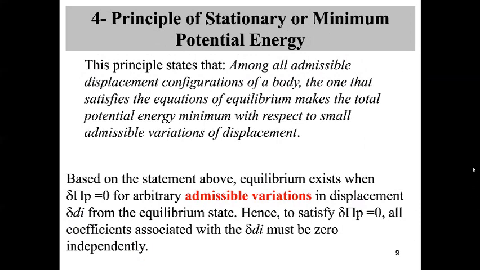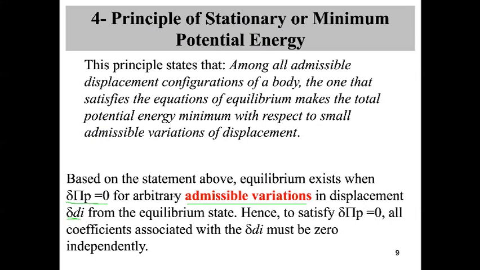Principle of stationary or minimum potential energy. This principle states that among all admissible displacement configurations of a body, the one that satisfies the equations of equilibrium makes the total potential energy minimum with respect to small admissible variations of displacement. Based on the statement above, the equilibrium exists when delta pi p is 0 for arbitrary admissible variations in displacement delta di from the equilibrium state.